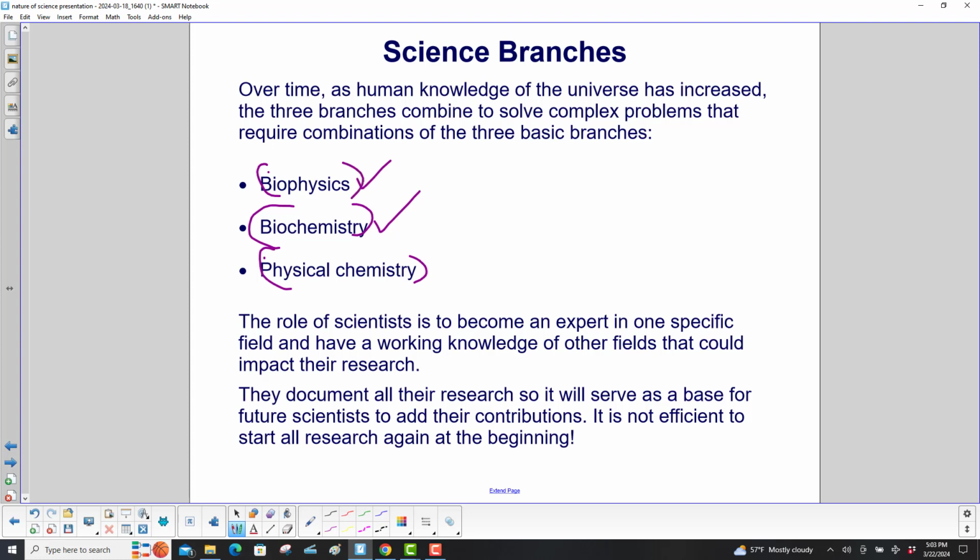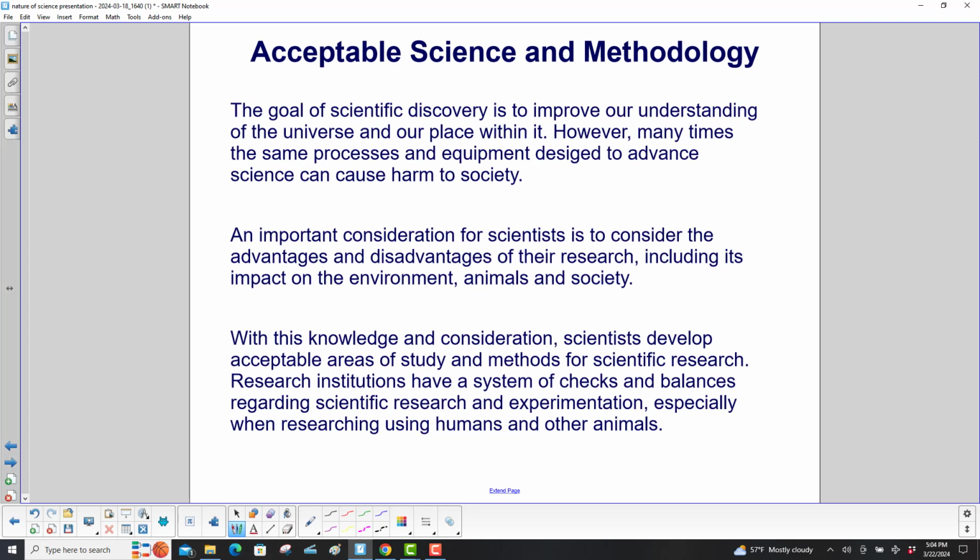The role of scientists is to become an expert in one specific field and have a working knowledge of other fields that could impact their research. They document all their research so it will serve as a base for future scientists to add their contributions. It is not efficient to start all research again at the beginning. The goal of scientific discovery is to improve our understanding of the universe and our place within it.